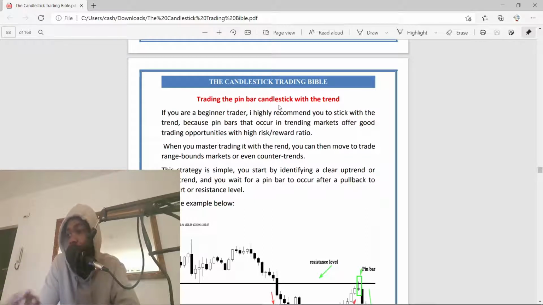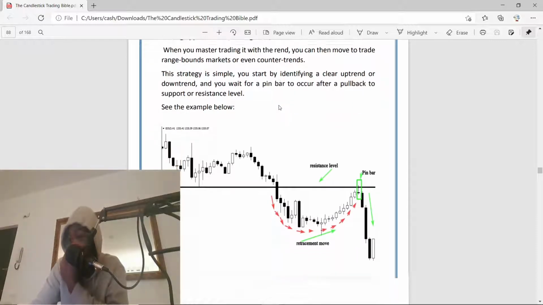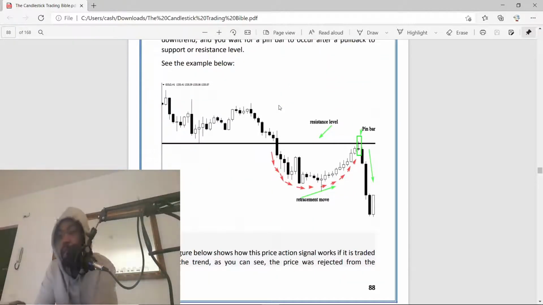This strategy is simple. You start by identifying a clear uptrend or downtrend, and you wait for the pinball to occur after a pullback to a support or resistance level. So let's see the example below. And as you can see, price closed below support, strong bearish candle. It continued downwards, but as you can see, it was slowly beginning to lose that momentum, that volume. The candle started to get smaller and smaller, and eventually it flipped bullish and it started retracing.